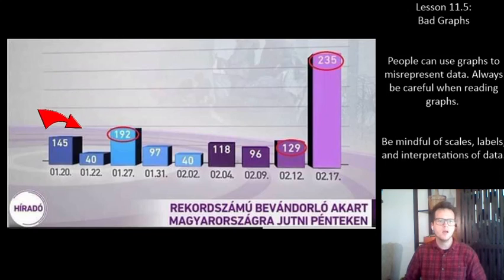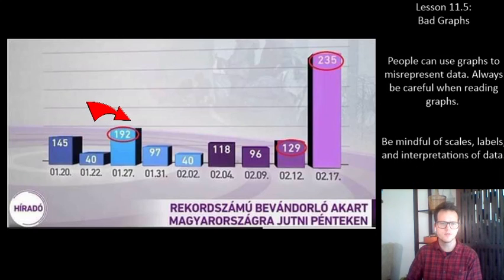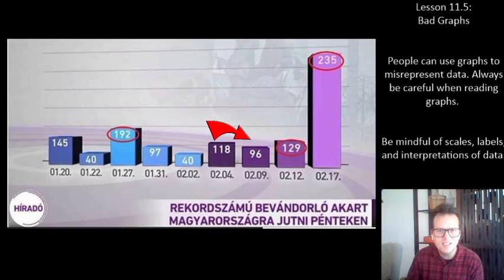So check this one out. The number's 145. This one's at 192. It seems like that should be a greater difference, a difference of 50 there. I don't know. And then this one here, 97, that seems to line up. It's about half the size. But then 97 and 118 look to be about the same size. That's weird. And then 129 also looks to be about the same size.